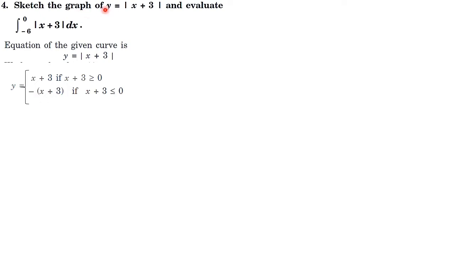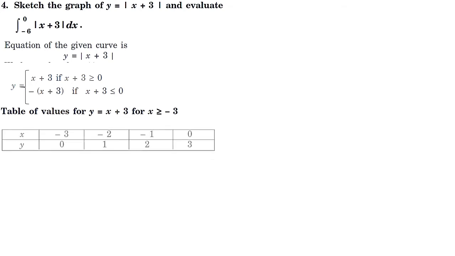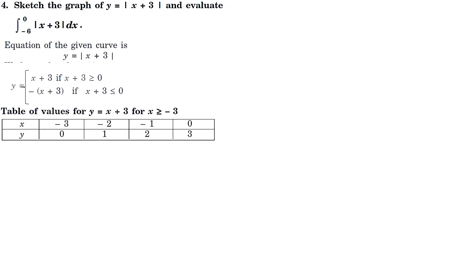Now we are asked to sketch the graph. That means we need a table of values for plotting, and then we will get the graph. For that, we put different values of x and find the corresponding y values. First we take y equal to x plus 3, and we have to assume values of x greater than or equal to minus 3, since the plus 3 goes to the right side as minus 3. So from minus 3 onwards we can put the greater values: minus 3, minus 2, minus 1, 0 and so on.